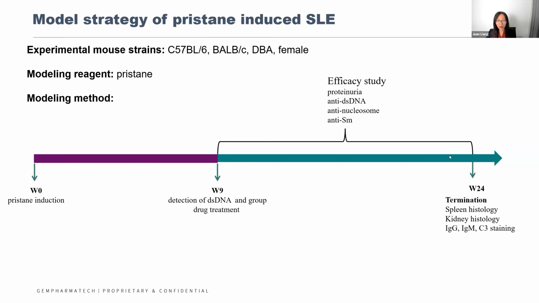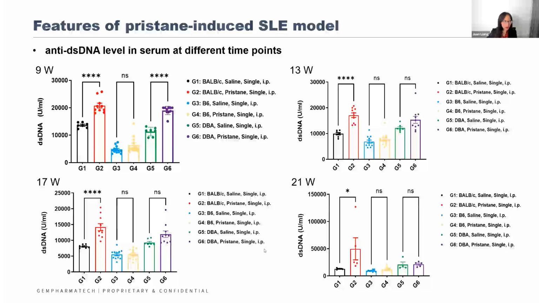During the experiment, we detect the urine protein, anti-dsDNA level, anti-nucleosome, and also the level of anti-Smith protein. At the termination, we collect the spleen and kidney for the pathological study. In this model, we found the PBC and DBA mice are more sensitive to the treatment of pristane. As shown here, in around 9 weeks, the pristane could induce increased level of dsDNA in the PBC mice and also the DBA mice, but not in the B6 mice.